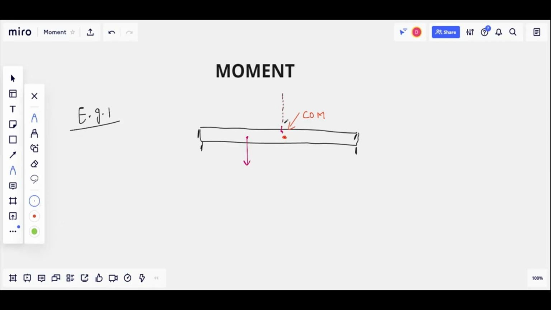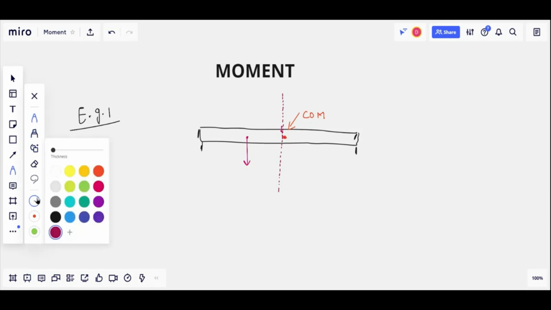In our case, the axis is over here. That's actually a 3D axis, which is coming out of the plane, out of the screen. You can visualize it like that. This is the axis about which it tends to rotate, and this is what we mean by the moment.